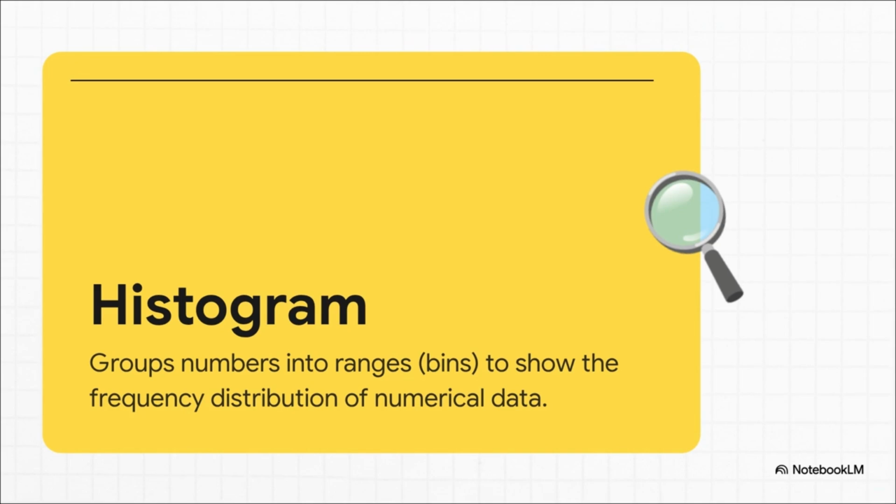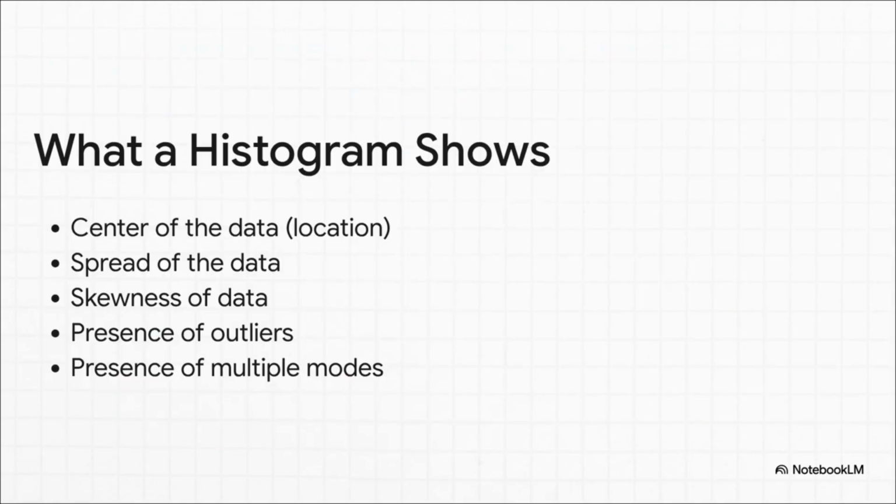These are all questions about the data's overall pattern. To answer those questions, we use a histogram. Now, it looks a lot like a bar chart, I know, but there's a huge difference. Instead of plotting separate categories, a histogram takes a whole range of numbers, groups them into these little bins, and then shows you how many data points fall into each bin. A histogram is just a fantastic tool. In one single picture, it tells you where the center of your data is, how spread out it is, if it's symmetrical or skewed to one side, and if there are any weird outliers or multiple peaks. It really gives you a feel for the data's personality.